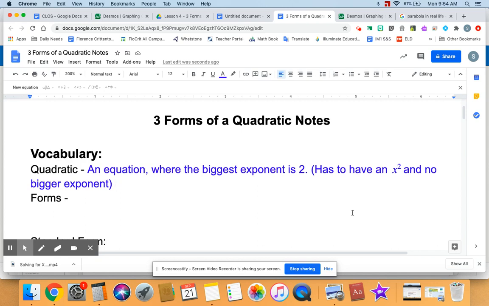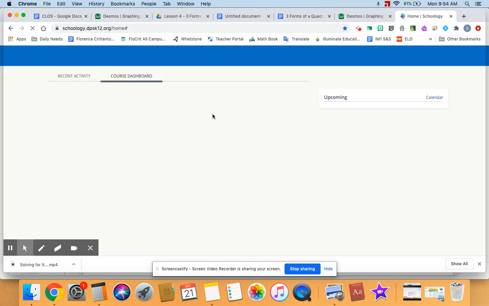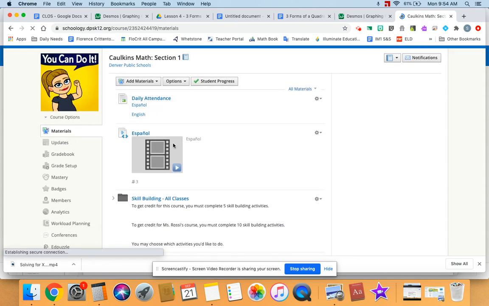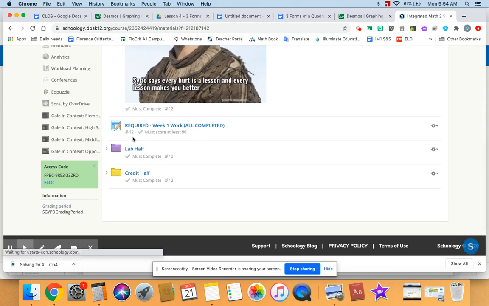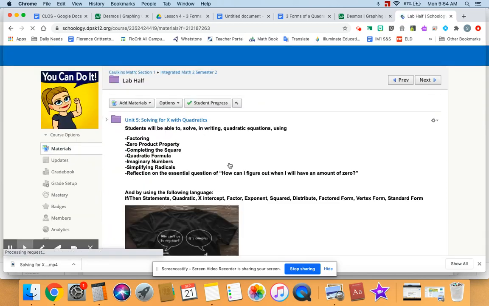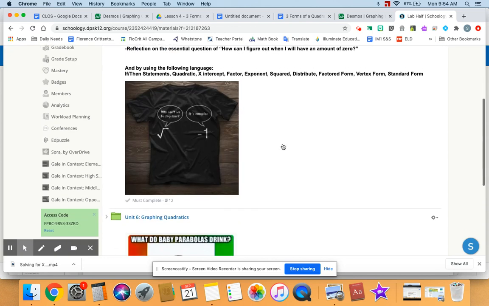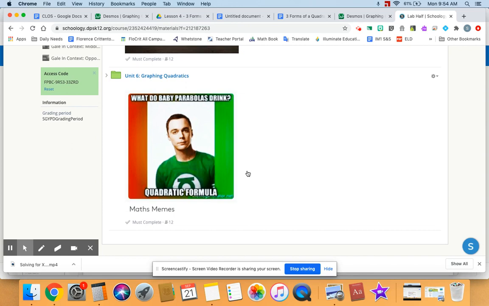All about quadratics. And the whole point of this unit, like if we went into Schoology and we looked at the title, the name of the unit we're on, I'm going to just show you. This whole quarter, this is solving for x with quadratics. So the whole thing's going to be about quadratics. And the next one is graphing quadratics. So this whole quarter, we're learning all about the quadratic function.